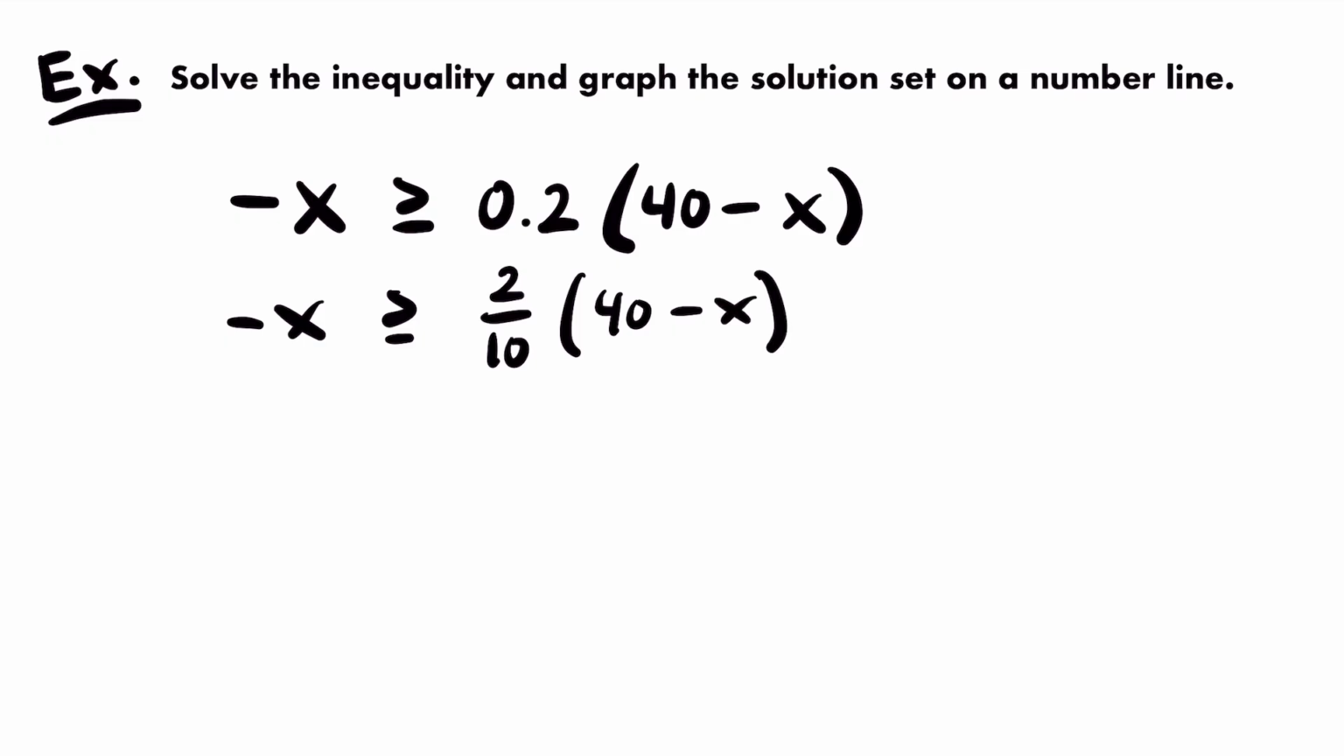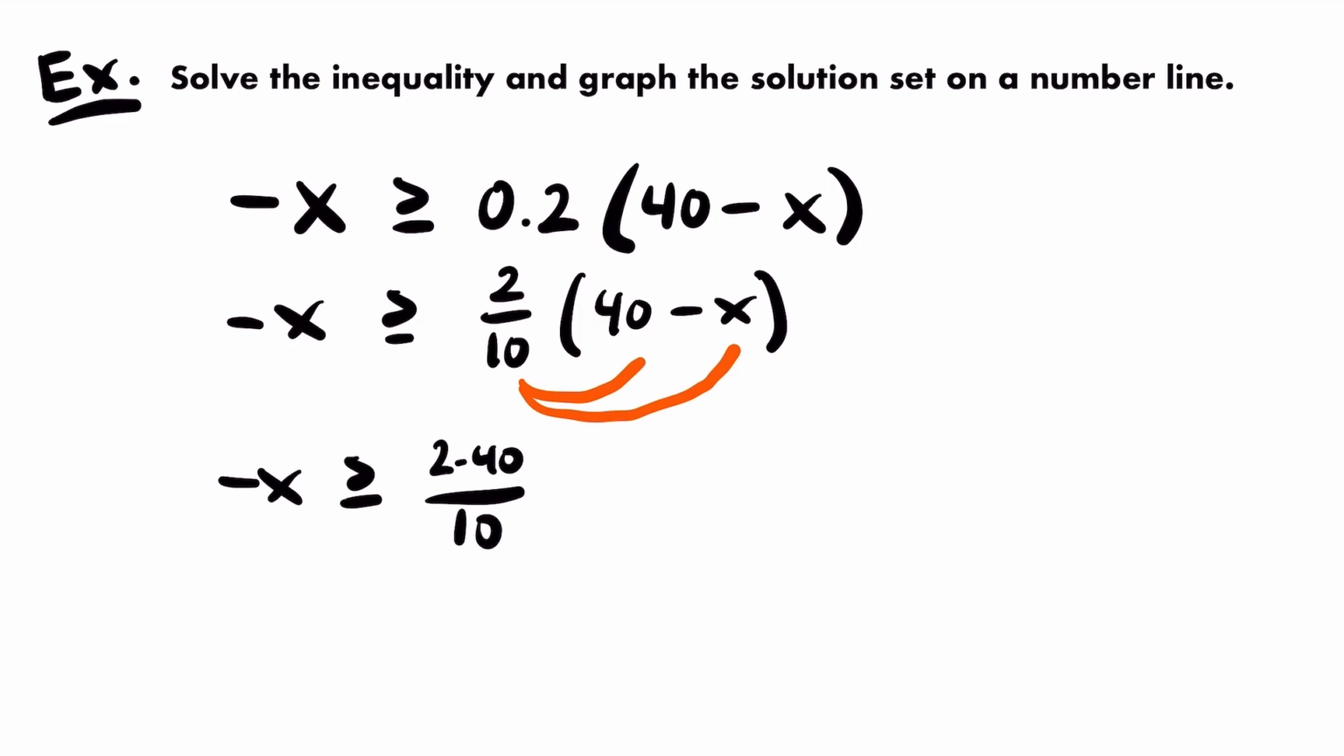And now I'll distribute 2/10 through this quantity. It's just going to be easier to work with than the decimal. So I'll multiply it by 40, and then multiply it by negative x, and we'll have negative x greater than or equal to 2/10 times 40, which I'll write like this. We'll have 2 times 40 divided by 10, right? You just want to multiply 40 into the numerator of the fraction, and we'll simplify that then.